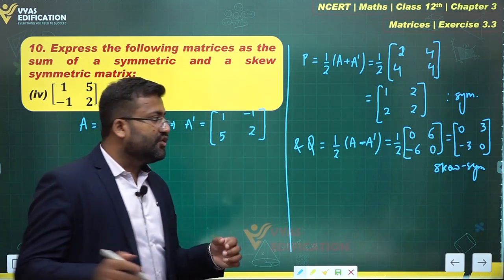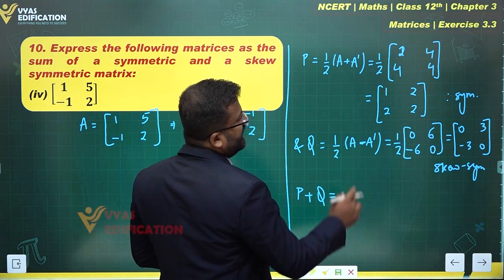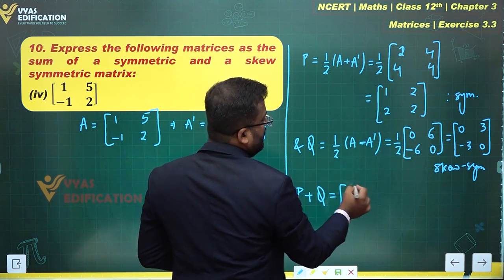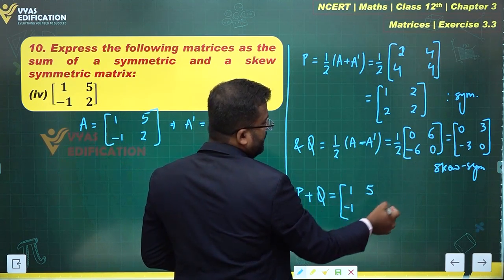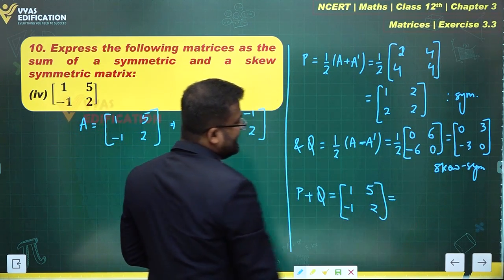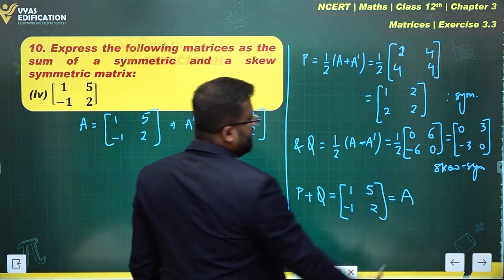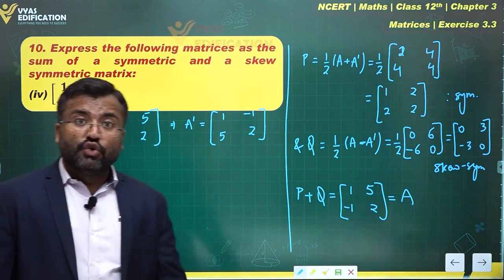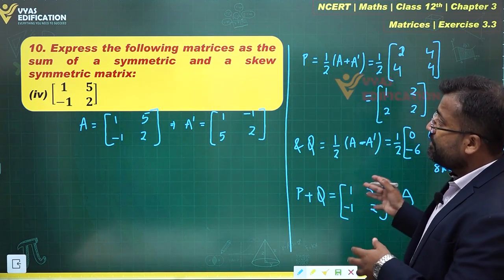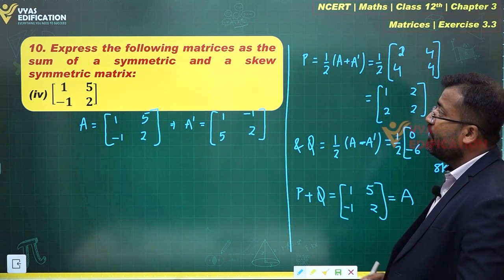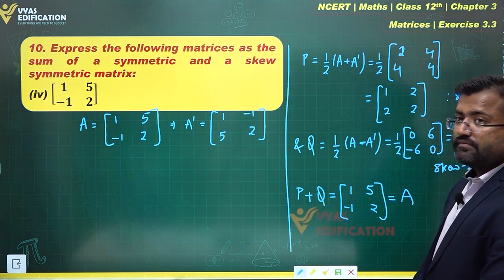And the sum of these two matrices, P plus Q, if I find P plus Q, what is that equal to? 1 plus 0 is 1, 2 plus 3 is 5, 2 minus 3 is minus 1, and 2 plus 0 is 2. And is this equal to this given matrix? Yeah. So the matrix A has been written as sum of two matrices, one of which is a symmetric matrix, the other is a skew symmetric matrix, as you can clearly observe over here. That is all for this question, as you can clearly see, right?